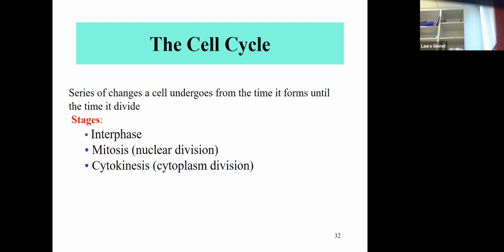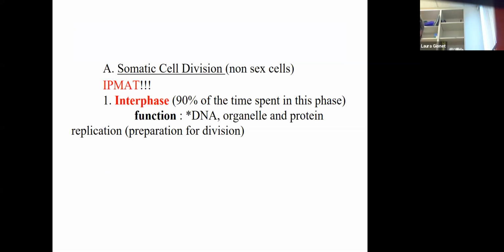So how do we start with 1 cell and end up with 2 virtually identical cells? We start with interphase. Interphase is the phase that the cell resides in the longest. 90% of a cell's time is spent in interphase, and this is why. During interphase, we have to replicate everything. You have to replicate your chromosomes and DNA, and organelles, and make extra proteins. You have to essentially make a carbon copy of everything.